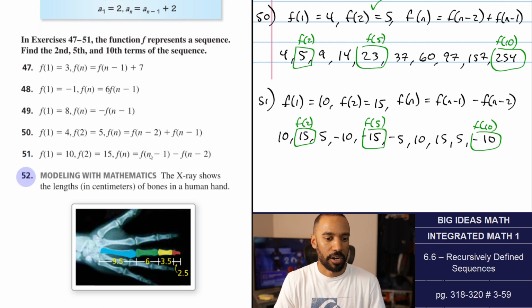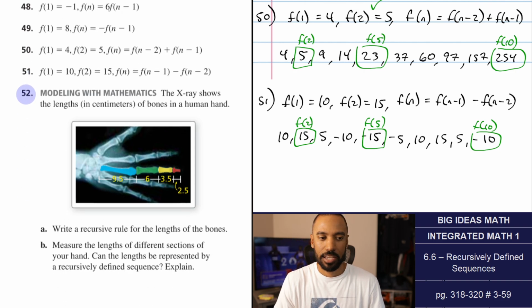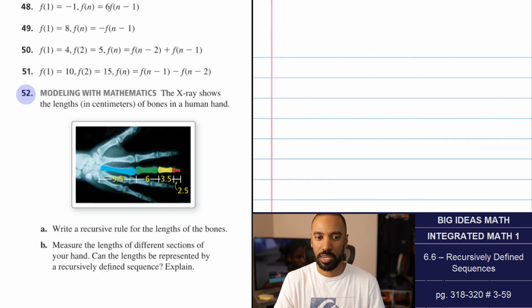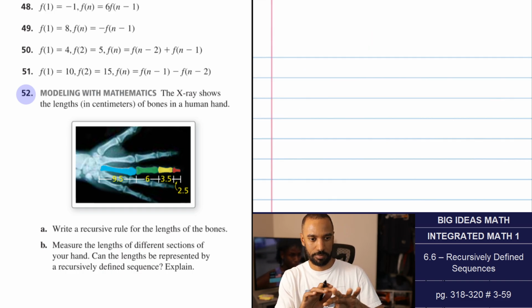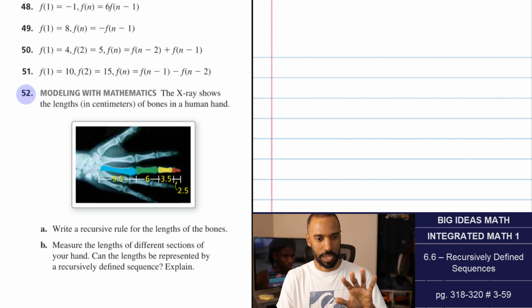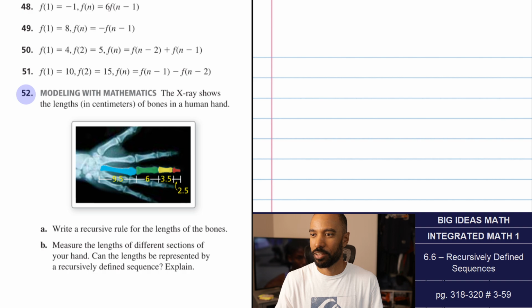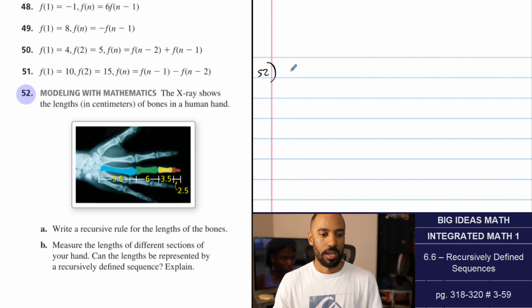Number 52, modeling with mathematics. The X-ray shows the lengths in centimeters of bones in a human hand. Okay, let's go. Wait, do we have that many? Do we have that extra knuckle thing? I don't know what that last one is. I don't think that's a human hand. Write a recursive rule for the lengths of the bones.